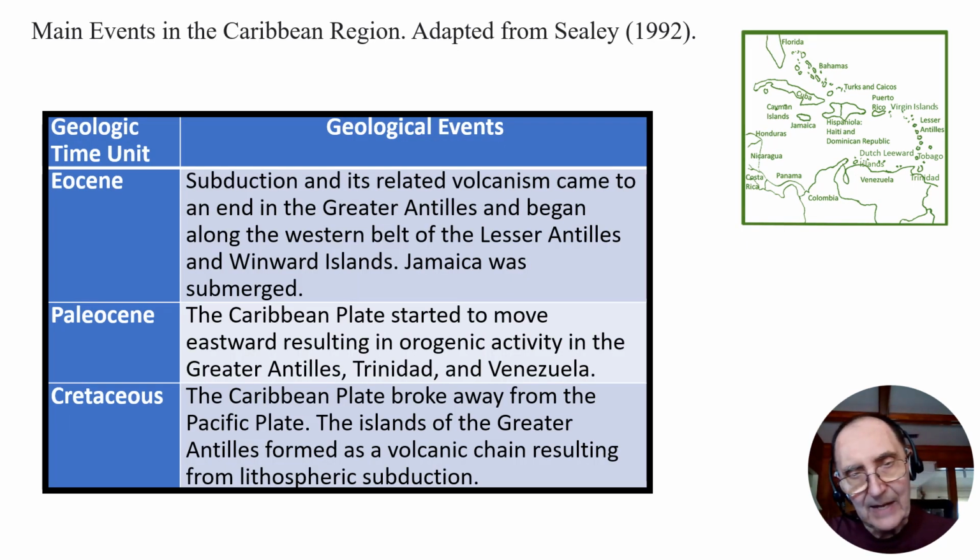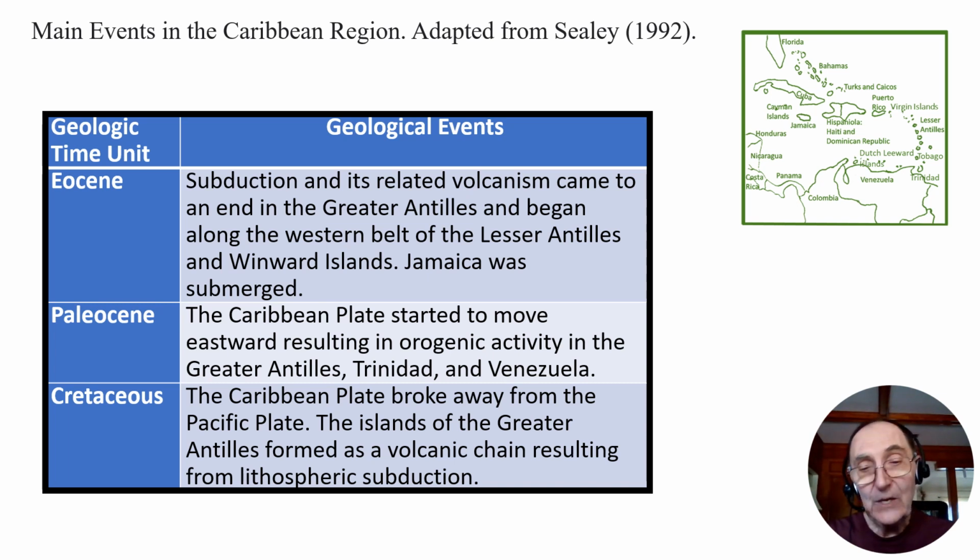Now, Seely in 1992 has a real good summary of the sequence of events in the Caribbean area. Starting in Cretaceous, the Caribbean plate broke away from the Pacific plate. The islands of the Greater Antilles formed as a volcanic chain as a result of the subduction zone that developed in this area. In the Paleocene, the Caribbean plate started to move eastward, resulting in orogenic activity in the Greater Antilles, as well as Trinidad and in Venezuela.